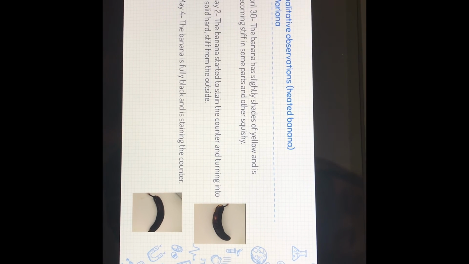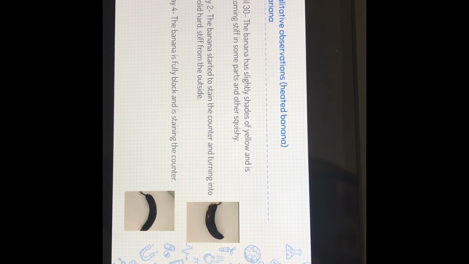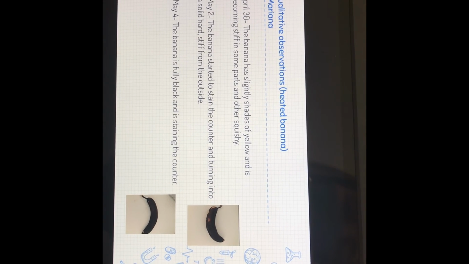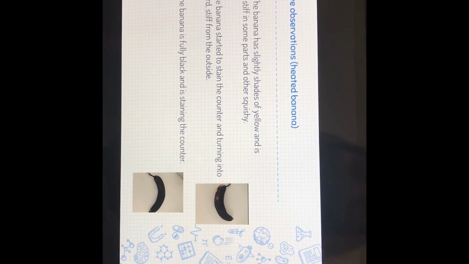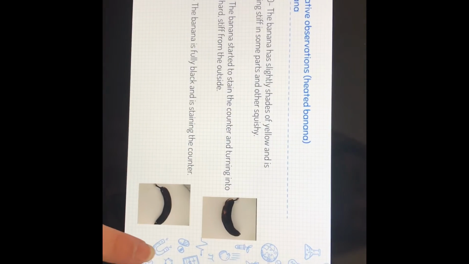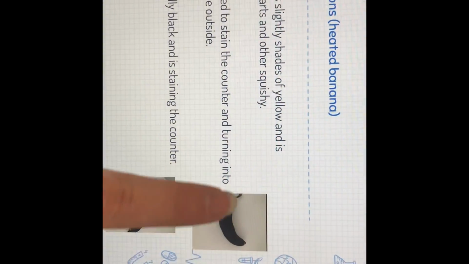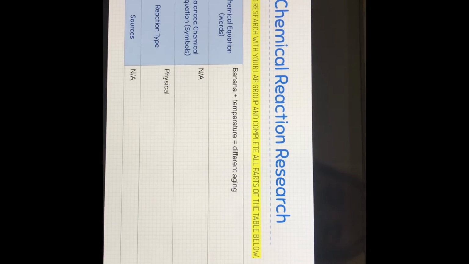This is the heated banana, which Mariana did. This was data from April 30th to May 4th. And as you can see, the banana has slowly changed its color. We didn't quite understand this part.